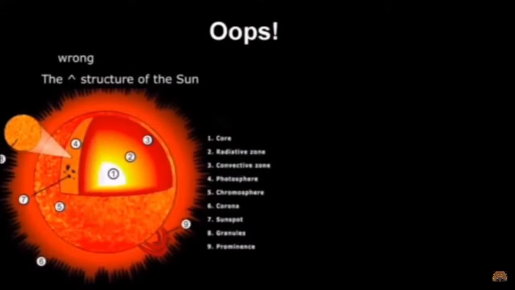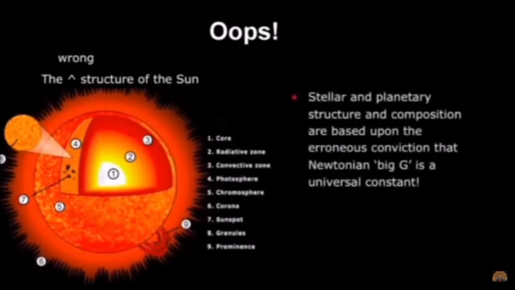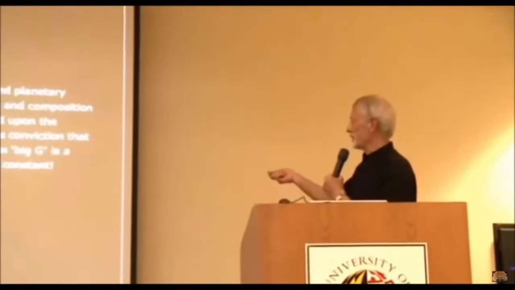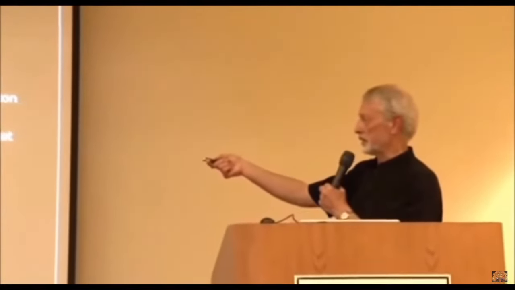Now, stellar and planetary structure and composition are based upon the erroneous conviction that Newtonian Big G is a universal constant. So when I say that this sun has a heavy element core, of course the helioseismologists would say, but you know, our models show that it hasn't. But they're basing their model on a completely erroneous idea about the amount of matter in our star or any celestial body. If Big G is a variable dependent upon the electrical state or the electrical tension in a body like the sun, then we cannot say what it's made of.